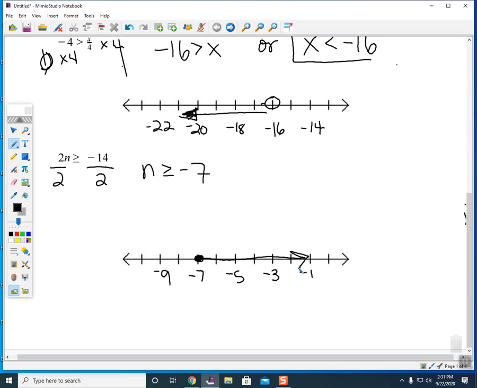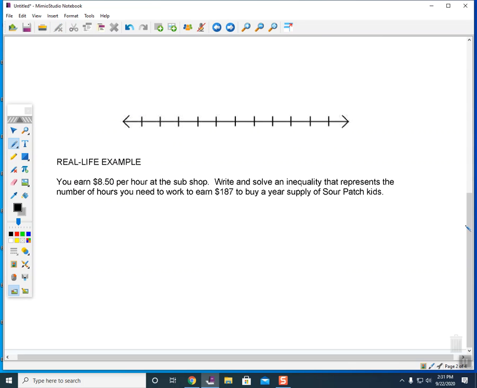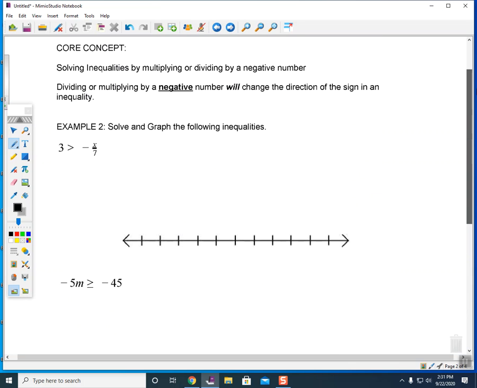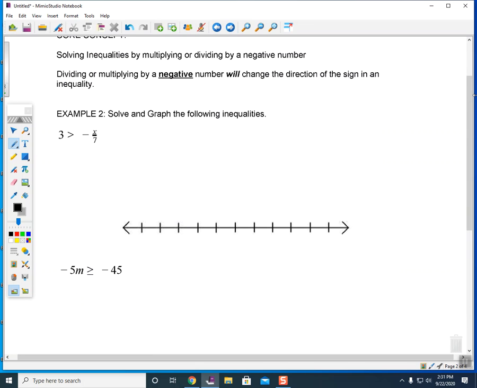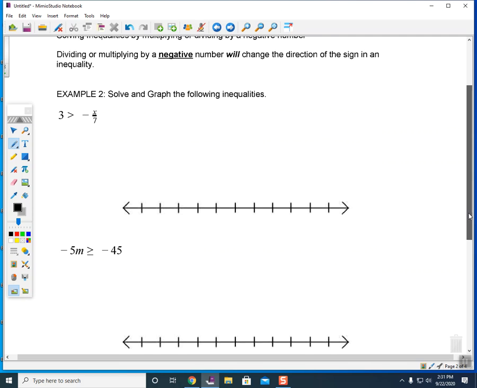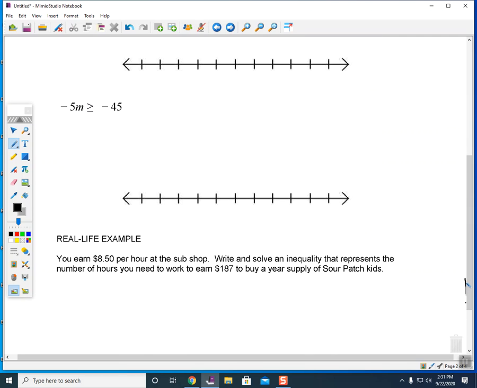It's very similar to when we just used equal signs; now we just have inequalities instead. Where it gets a little trickier is when we are dividing by negative numbers. When we are dividing or multiplying by a negative number, it will change the direction of the sign in an inequality.